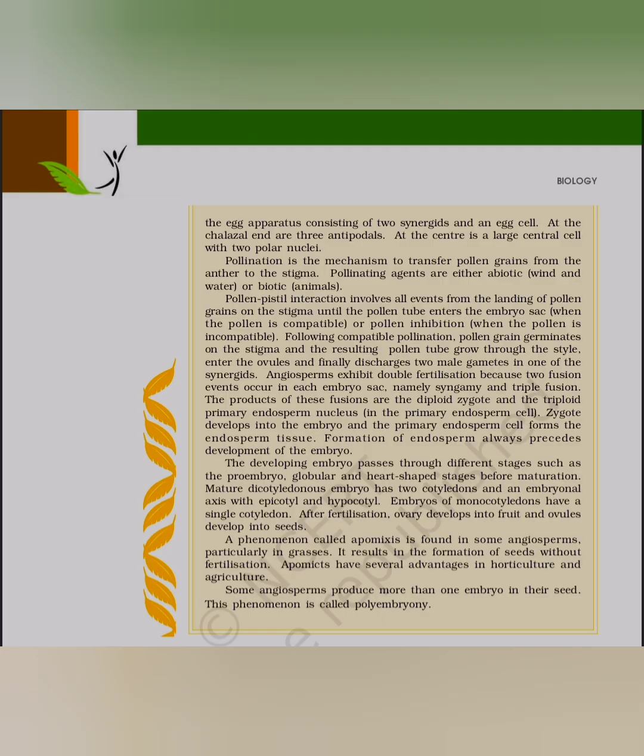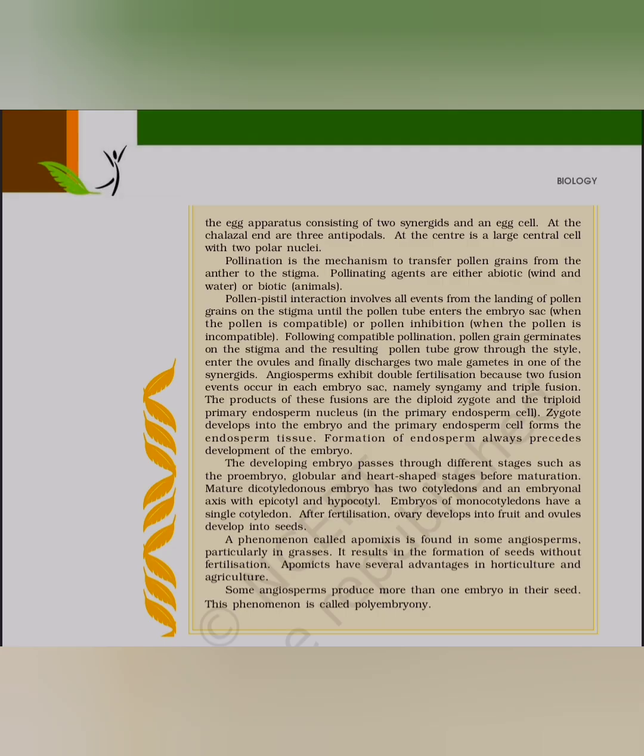Angiosperms exhibit double fertilization because two fusion events occur in each embryo sac, namely syngamy and triple fusion. The products of this fusion are the diploid zygote and the triploid primary endosperm nucleus in the primary endosperm cell. Zygote develops into the embryo and the primary endosperm cell forms the endosperm tissue. Formation of endosperm always precedes development of the embryo. The developing embryo passes through different stages such as the proembryo, globular, and heart-shaped stages. Before maturation, a dicotyledonous embryo has two cotyledons and an embryonal axis with epicotyl and hypocotyl. Embryos of monocotyledons have a single cotyledon.